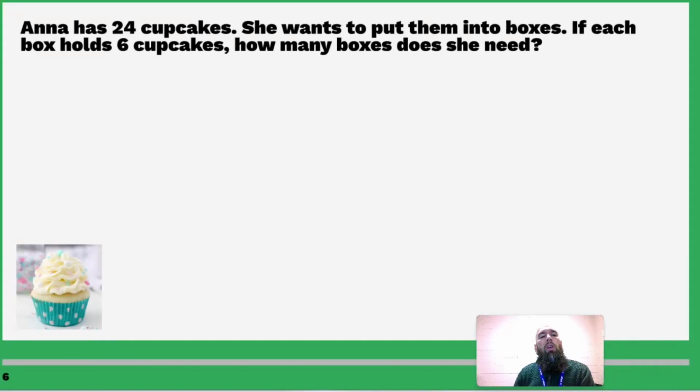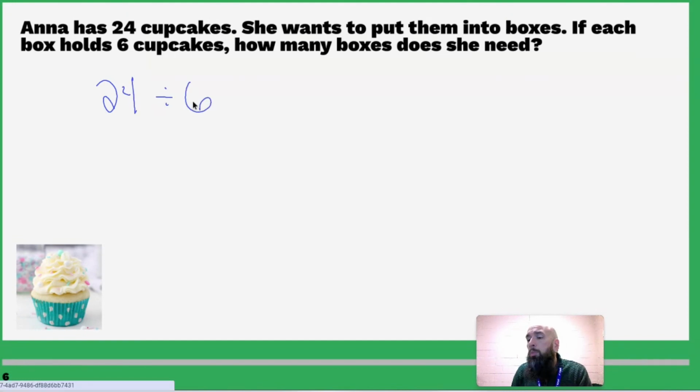Word problems. Anna has 24 cupcakes. She wants to put them into boxes. If each box holds 6 cupcakes, how many boxes does she need? So what she has is 24 cupcakes, and she's going to put 6 in each box. So what she's doing is she's separating them. She's making the numbers smaller by separating them. This is division. Okay, so 24 cupcakes divided by 6.